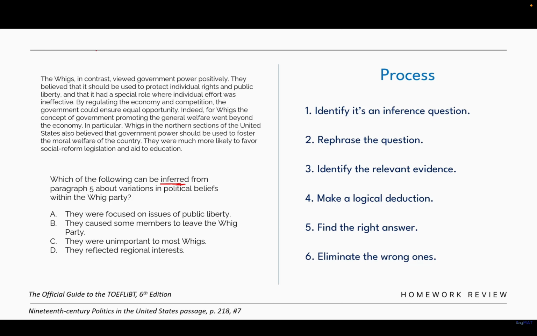They said that by regulating the economy and the competition, the government could ensure equal opportunity. That doesn't say anything about within the Whig Party. It doesn't show me any differences either. Remember what you want to find in the evidence. "Whigs in contrast viewed government power positively." Does that show differences within the party or in comparison to the Democrats? In comparison to Democrats. So remember, that's why it's so important to rephrase this question correctly. We're looking for the differences within or inside the Whig Party. So where is the evidence for that?